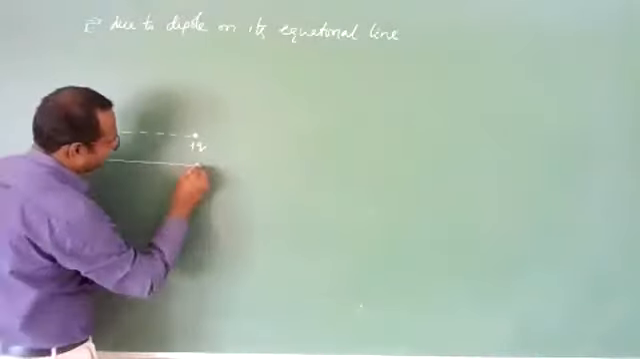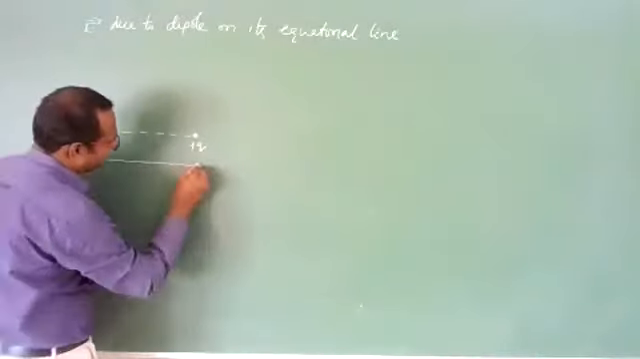Let us suppose this is the center of the dipole, O. From the negative charge to point O, the distance is a, and from O to the positive charge, the distance is again a. Let us call this point A and this point B. The length AB is the length of the dipole, that is 2a.